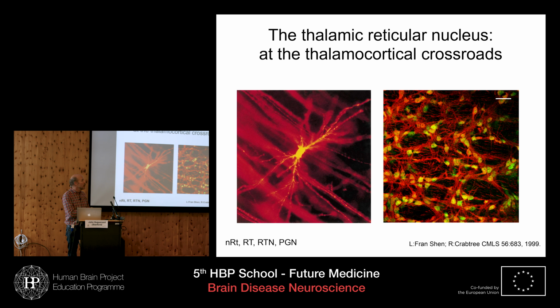So this is now a parasagittal view along the edge of the thalamus, reticular nucleus, and you can see the cell bodies here marked with the stain NeuN, and in red is the calcium binding protein parvalbumin, which marks these cells really well, and you can see that they form networks among themselves. So they communicate between each other, and they also communicate back to the thalamus.